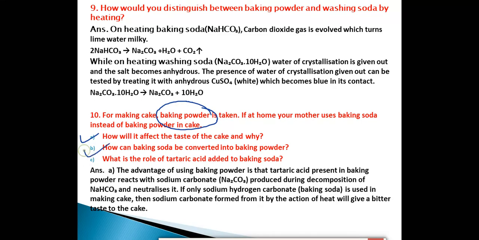How can baking soda be converted into baking powder? Baking soda can be converted into baking powder by adding tartaric acid to it. What is the role of tartaric acid added to baking soda? So what will tartaric acid do? It will neutralize the sodium carbonate formed during the decomposition of NaHCO3, and hence the bitter taste of the cake will be removed. So these are the questions, guys, which are very important from this chapter.